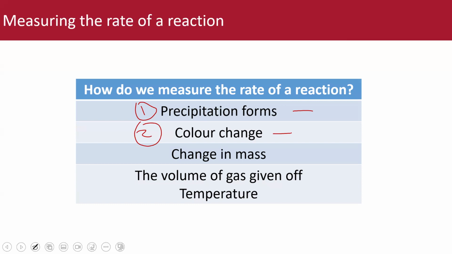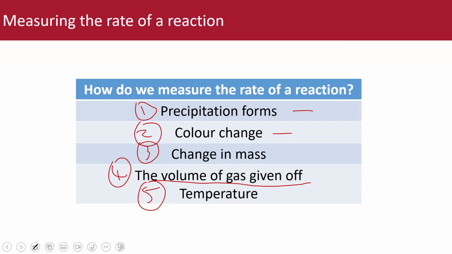Number 3, I mentioned this one previously, change in mass. If the experiment gets heavier, that means gas has gone in. If the experiment gets lighter, that means gas has left. That is all to do with the volume of the gas given off. So if you actually see gas given off, then that is number 4. And number 5 is if there's a change in temperature. Now, don't just work on the assumption that it's going to be an increase in temperature, because there are reactions that are endothermic where there'll be a decrease in temperature.